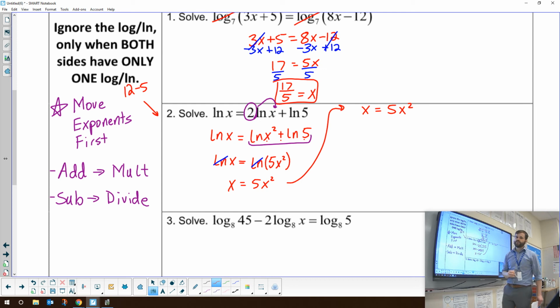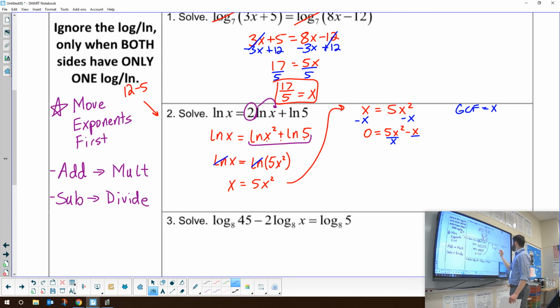This one is not quite as simple to solve. What I need to do to solve this is move my x over to the right side so we can write everything on one side. It is a quadratic equation, and we're going to solve it by factoring. So we're going to have 0 equals 5x squared minus x. To be able to factor this out, I'm going to pull an x out as my GCF, because I cannot factor this with difference of squares. The only thing that I can do is we have a GCF here of x.